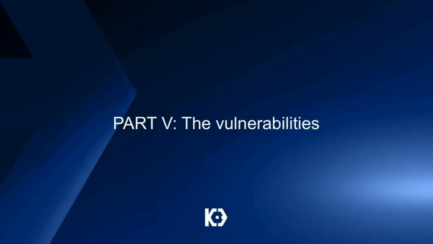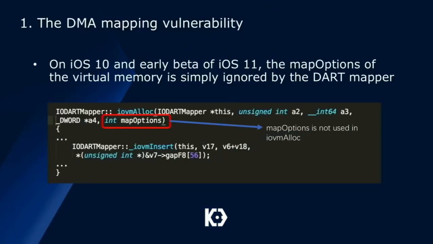Okay, now with almost all the concepts well explained, let's discuss the real vulnerabilities. The first vulnerability is quite simple and obvious. On iOS 10 and the early beta of iOS 11, the map options of the virtual memory are simply ignored by the DART mapper. From the code below, you can see that in the DART code IOVM alloc, there is an option called map options, which indicates the access protection bits of the virtual memory. And this parameter is never used later in that function.